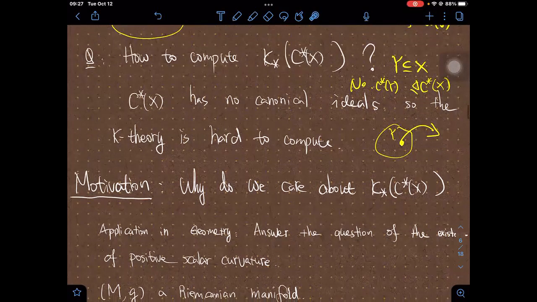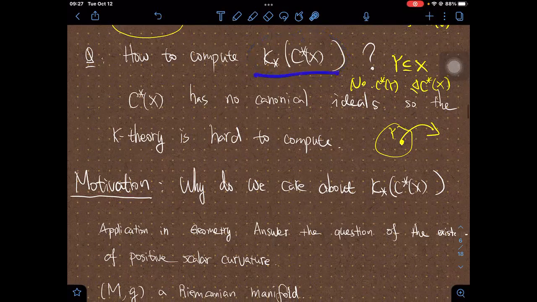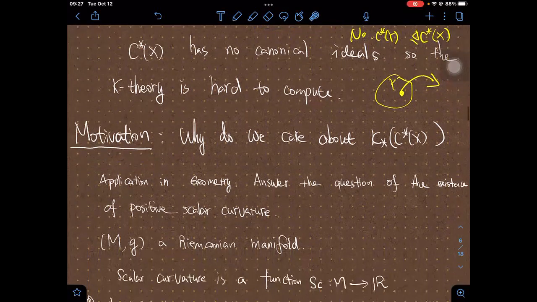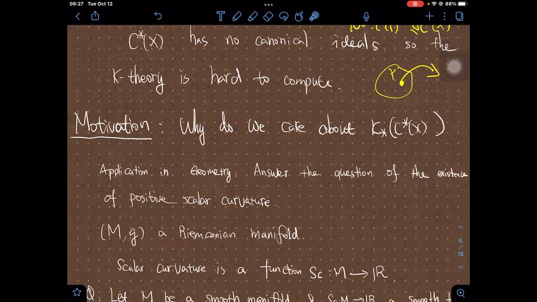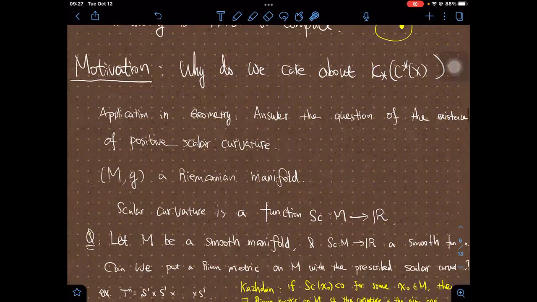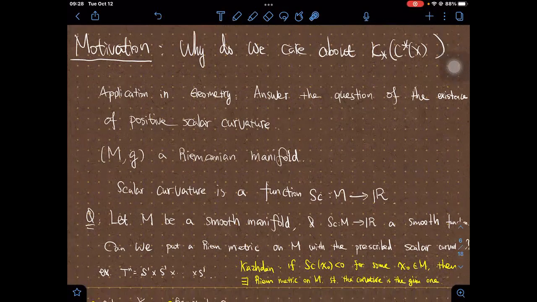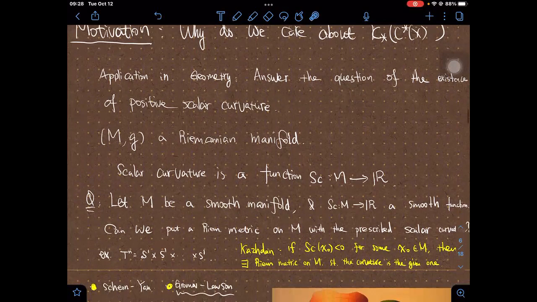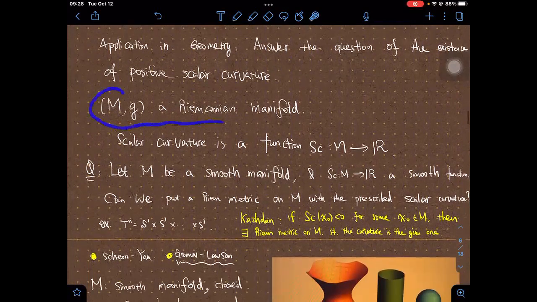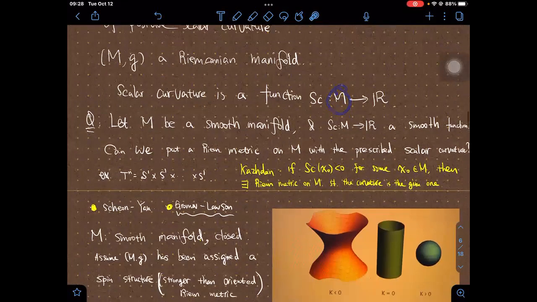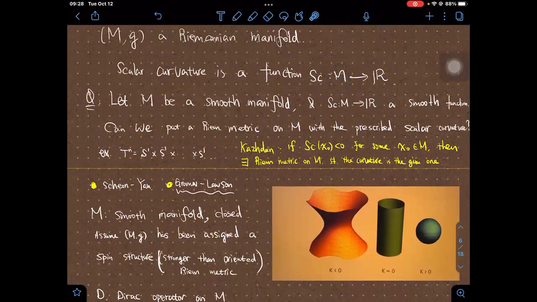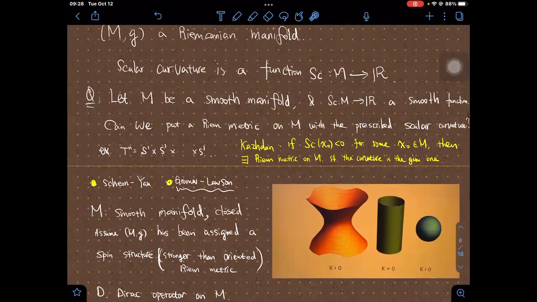Okay, so the goal to understand the Baum-Connes conjecture is actually to understand the K-theory of this algebra. And now let's talk about the motivation in geometry and topology. Why do we care about the K-theory of the row algebra? It has some applications in geometry. It answers the question of the existence of positive scalar curvature on a manifold. Let me be explicit. If you have a Riemannian metric, then we can define a scalar curvature, which is a smooth function defined on the manifold to R. And this is quite an important invariant for the Riemannian metric.